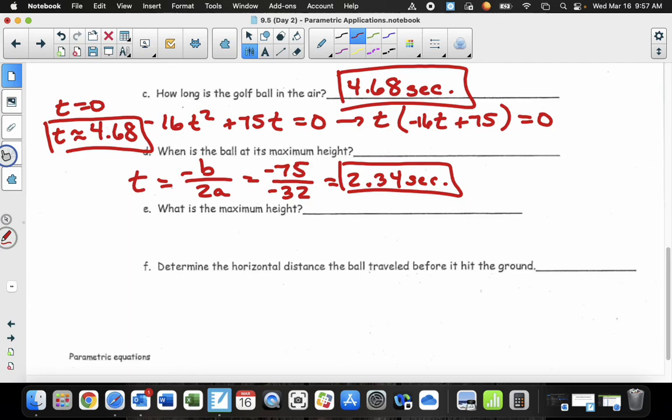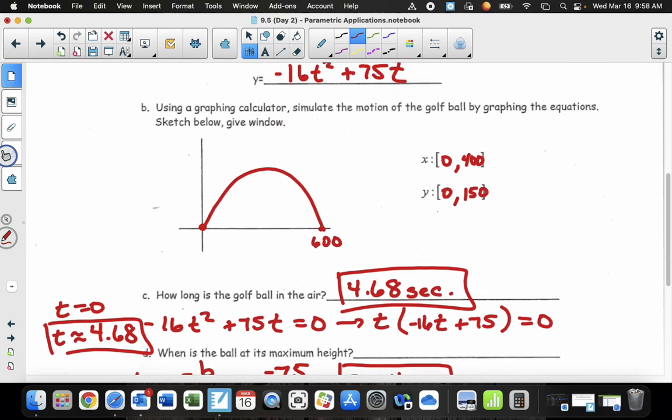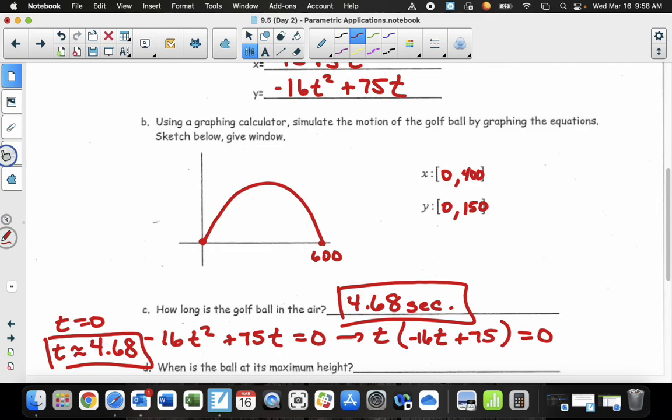Then, what is the maximum height? What do I do? Plug it back into your equation and find the actual y value. What's the y value that goes with 2.34 seconds? 87.89? Okay, that sounds right. So you get 87.89 feet in this case. If you take that 2.34 and plug it back into your y equation, that'll give you the vertical height after 2.34 seconds.